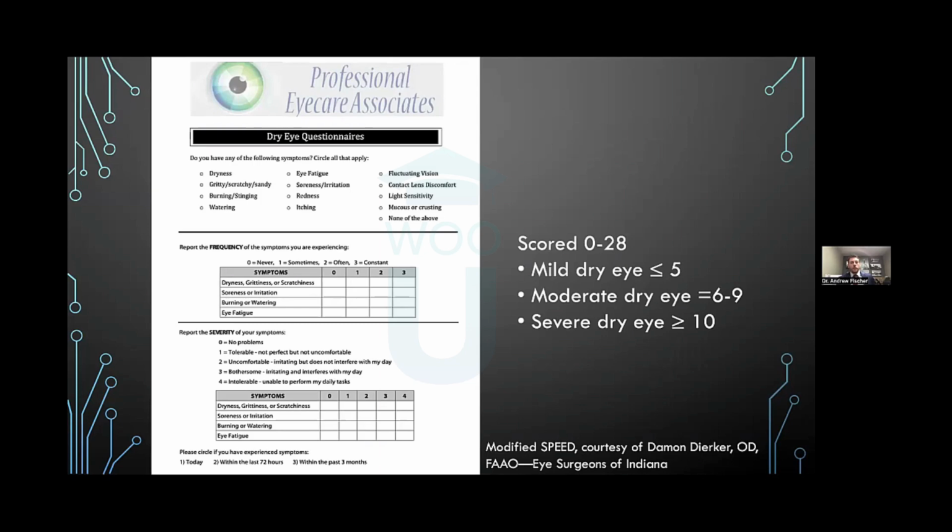But in short, on this questionnaire, we've got plenty of symptoms relating to dry eye at the top portion. So I just have the patient circle them, including none. So if the patient's asymptomatic, great. They fill out that top section, they're pretty much done. This SPEED questionnaire is scored from 0 to 28, 0 being no symptoms, 28 being severe dry eye.